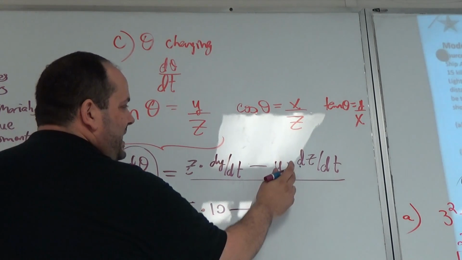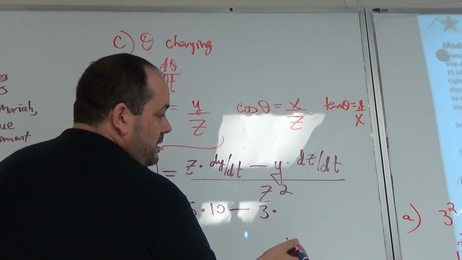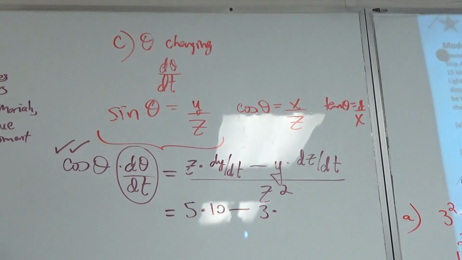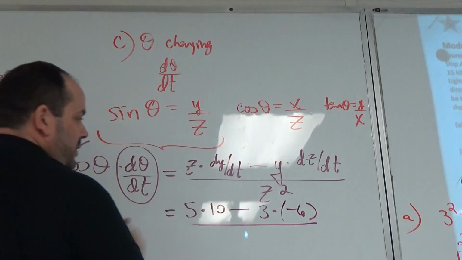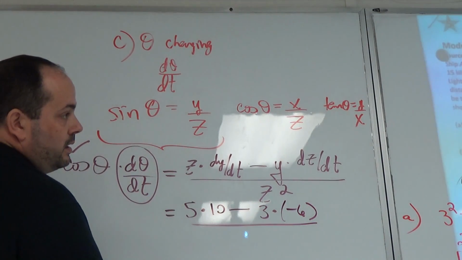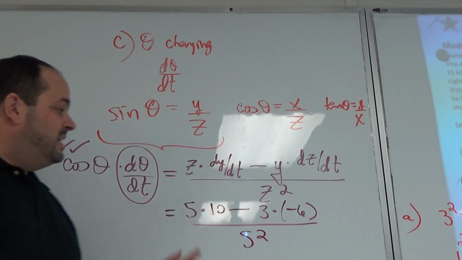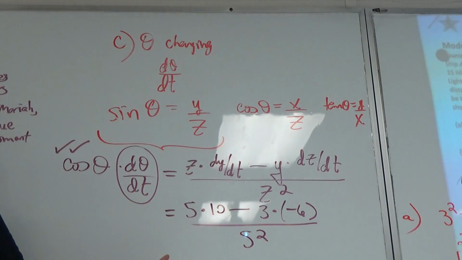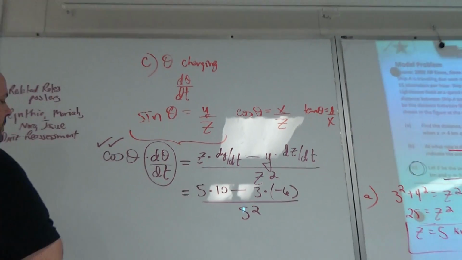5 times 10 minus, I need y. 3. dz dt. Negative 50? No. Careful. 3. dz dt. Negative 6. Over z squared. 5 squared. So it's going to be 5 squared. Hey, good news. That's all a number. You can leave it if you want to. That's fine. Or we can simplify.